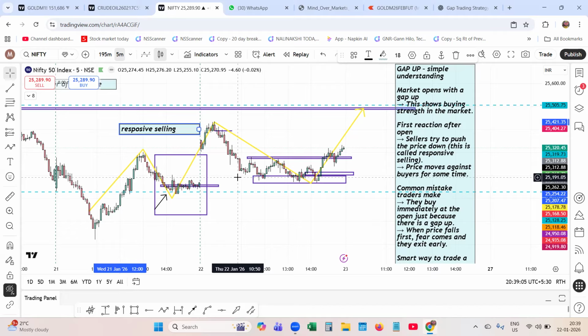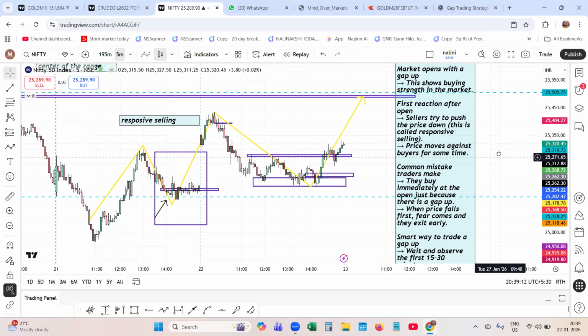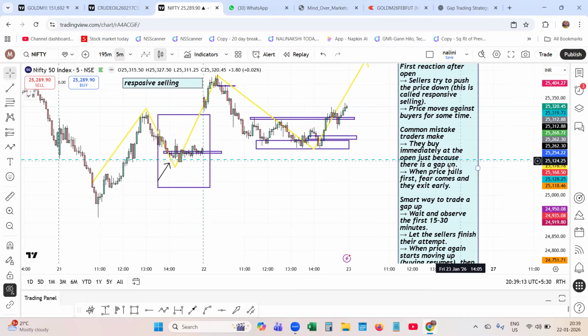Traders make the mistake of buying immediately at the open just because there is a gap up. When price falls, first fear comes and they exit early. That's what happened to the people. Many people do that, and they keep stop losses and the stop loss will get hit.